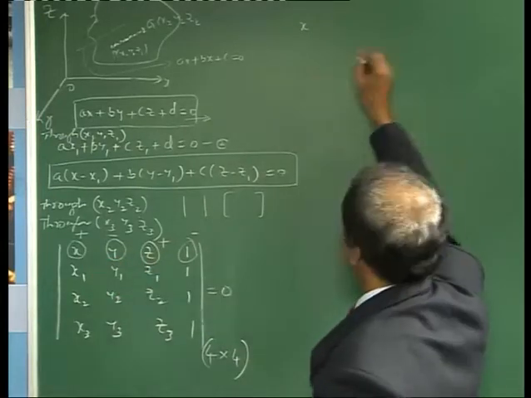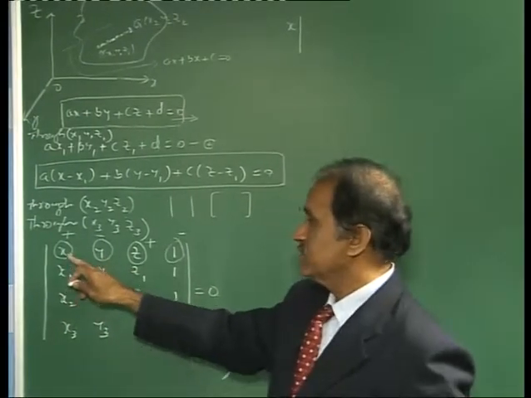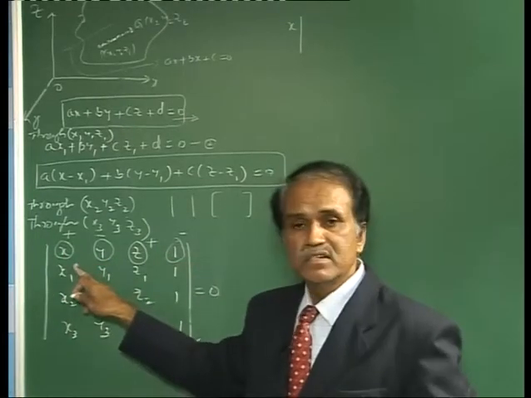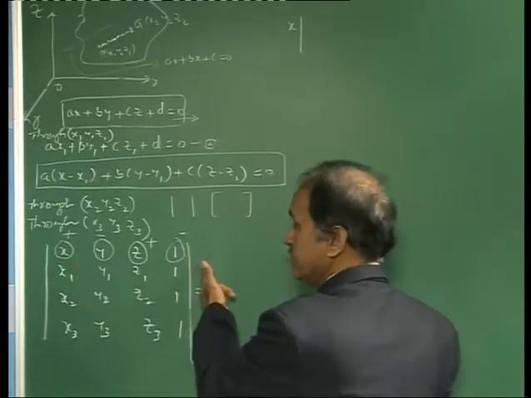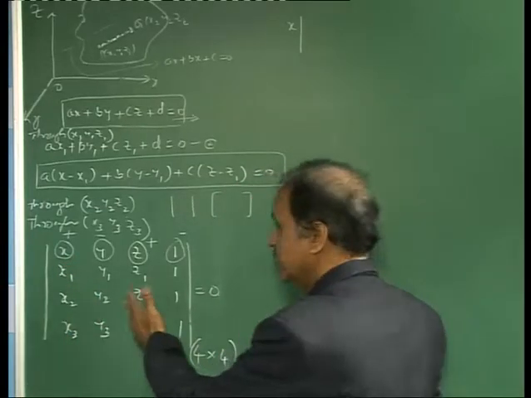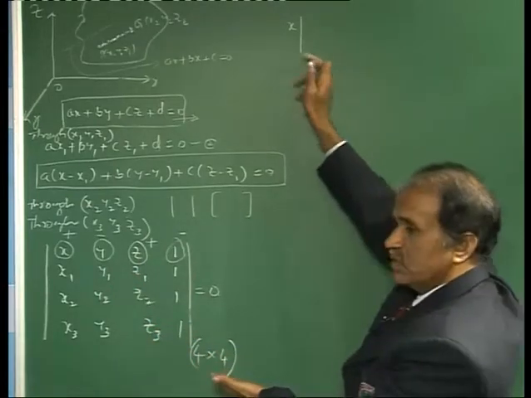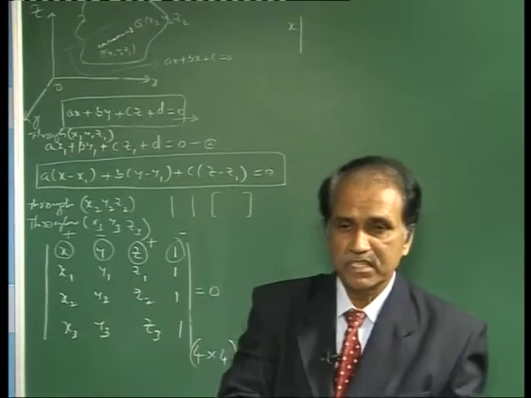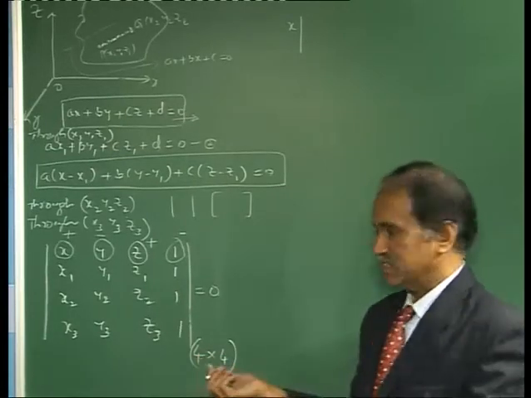The first situation, that is x into, when you select x, you have to drop the corresponding column, means first column, and when you are referring the value of x, you have to drop the corresponding row also. Corresponding row means the first row, and corresponding column means the first column. If you leave that one, then the determinant of the remaining elements, one order less, we call it the minor. This is the major, 4 cross 4, and the minor order means 3 cross 3.